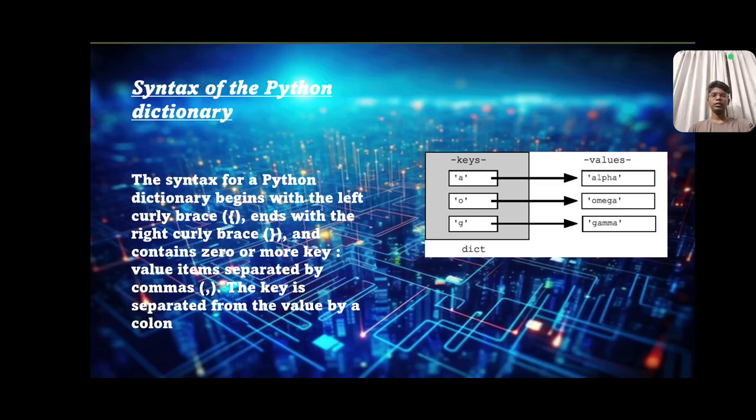Next, syntax of the Python dictionary. The syntax for a Python dictionary begins with the left curly braces, ends with the right curly braces, and contains 0 or more key value items separated by commas. The key is separated from the value by a colon, which is shown beside the figure.